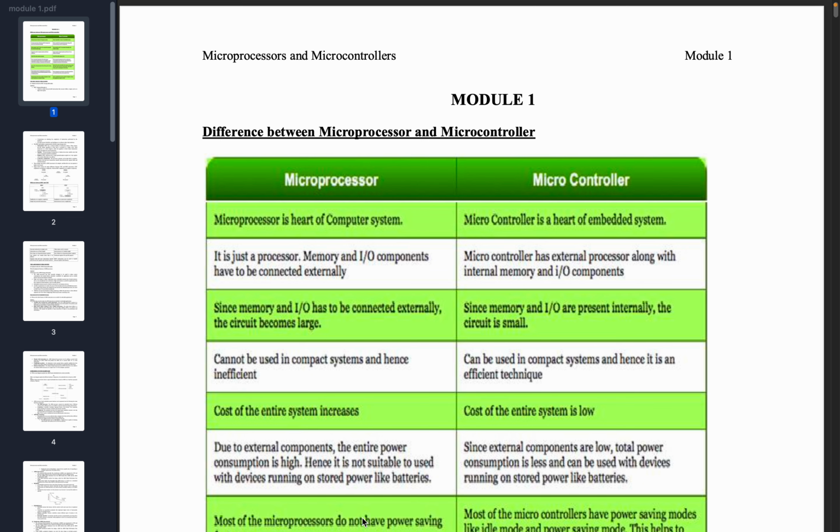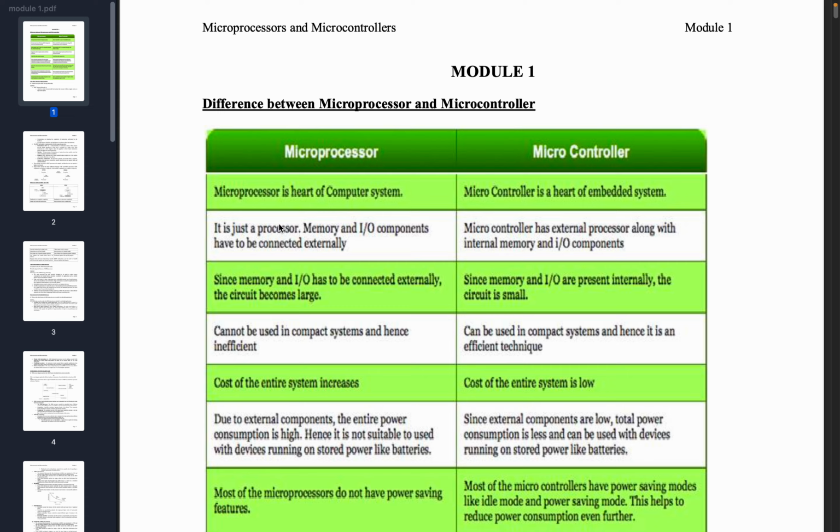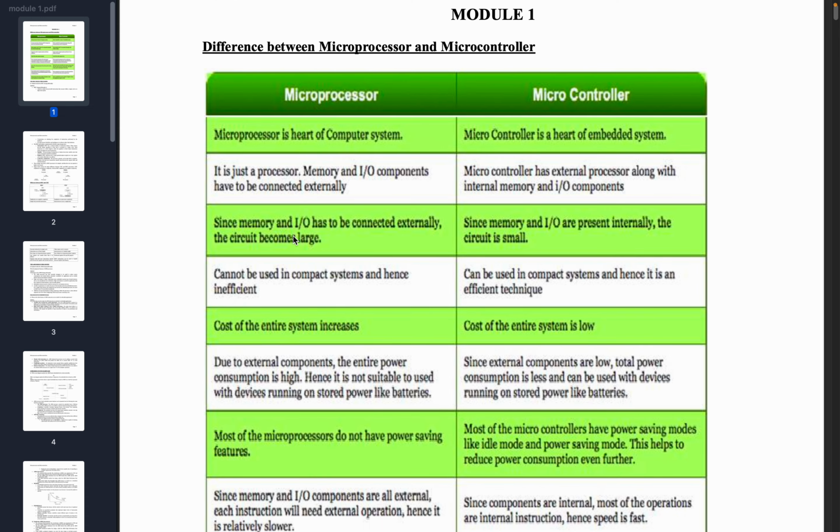The microprocessor is the heart of a computer system, but the microcontroller is the heart of an embedded system. Then, in a microprocessor, the memory and input/output are connected externally, but in a microcontroller the processor comes along with internal memory and input/output components. Since memory and input/output are connected externally, the circuit becomes large. Since memory and input/output are present internally, the circuit becomes small.